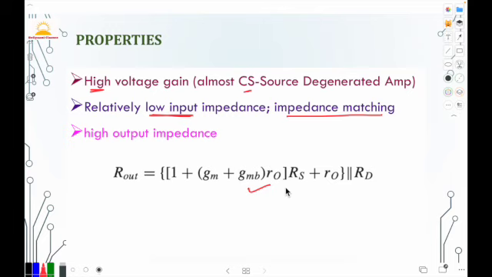In the next video there will be a comparison of all three MOS amplifiers: common source, common drain and common gate. So don't miss it.